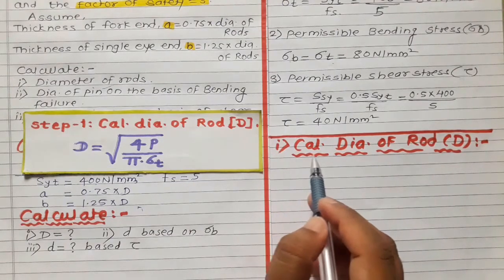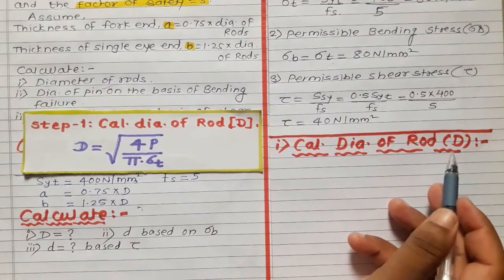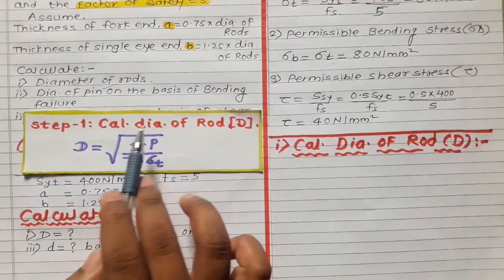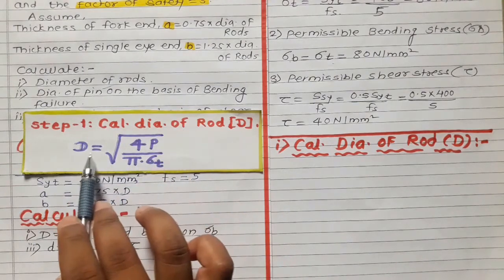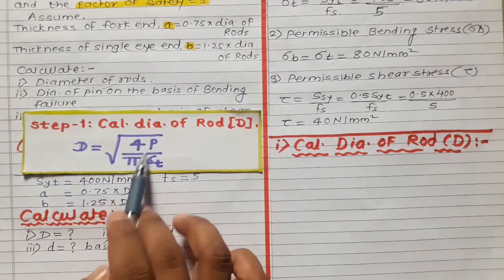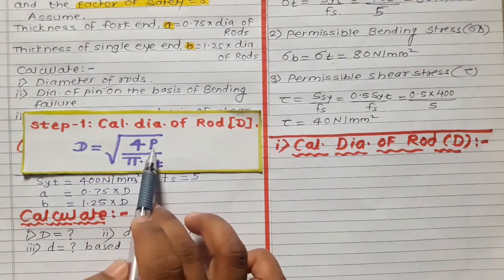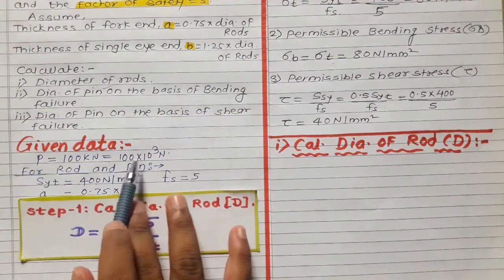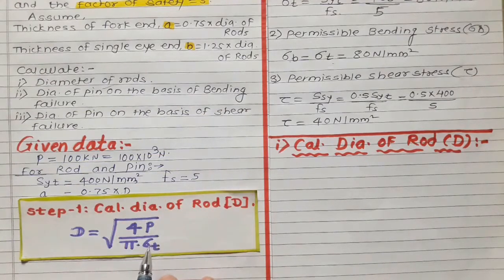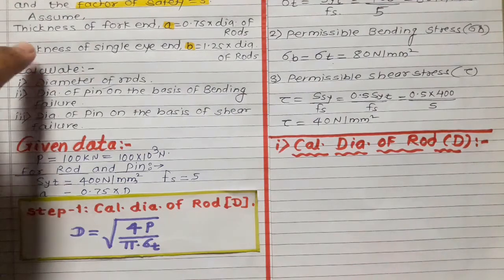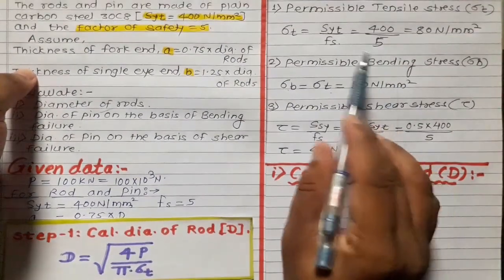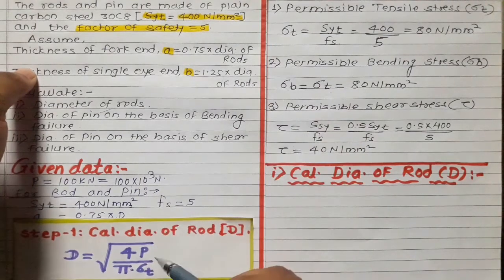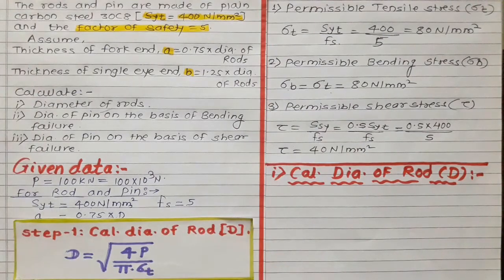So first point we have to calculate is the diameter of rod, that is capital D, and this capital D can be calculated from the step number 1 of design procedure of knuckle joint. So its equation is capital D is equal to under root 4p upon pi into sigma t, where this p is nothing but the external applied load which is given. So this p is given 100 into 10 raised to 3 Newton, and permissible tensile stress we have calculated, it is 80 Newton per mm square. So sigma t we have calculated, p is given.